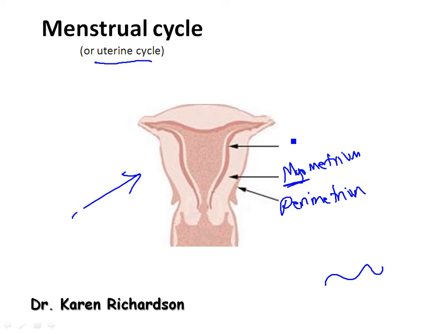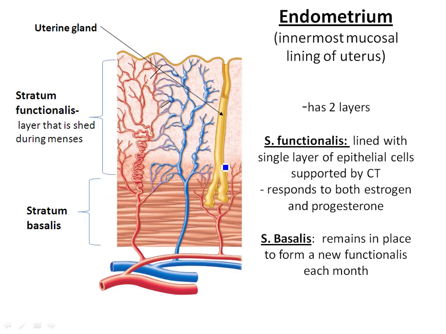Now the innermost lining is the endometrium, and this is of course what we're going to be referring to with the menstrual cycle. This is where menstruation takes place. So this is this innermost lining here, and it is very important for two reasons, of course. What we're going to be talking about today, the menstrual cycle, but this is also where an implanting embryo will develop. Okay.